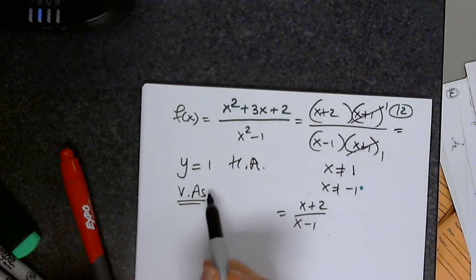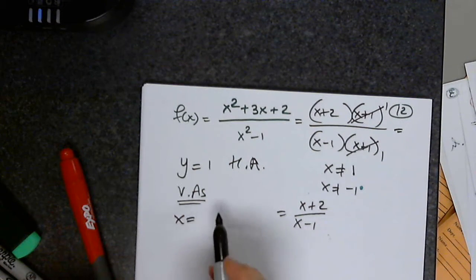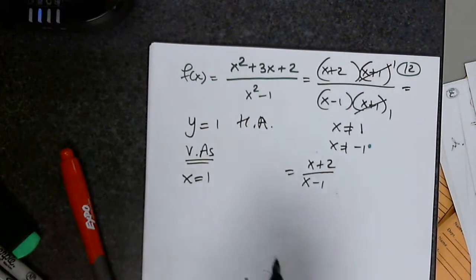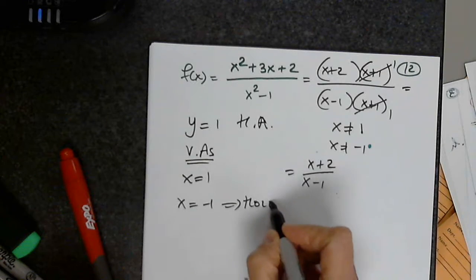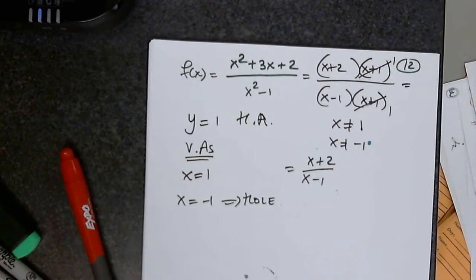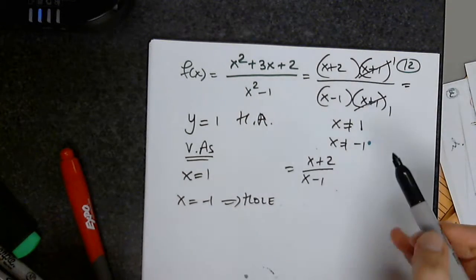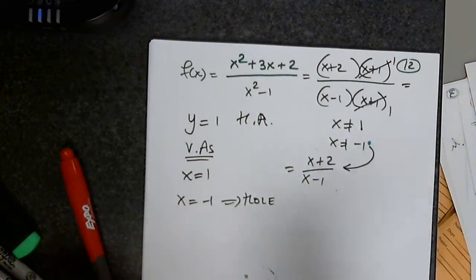So what is the vertical asymptote then? X equals 1 only. So x equals -1 will give a hole. But now how do I determine the point? I only have x. I also have to determine y. I plug in -1 in the simplified form.